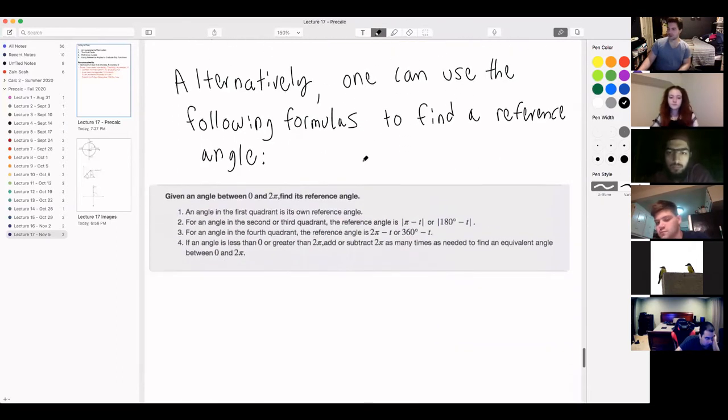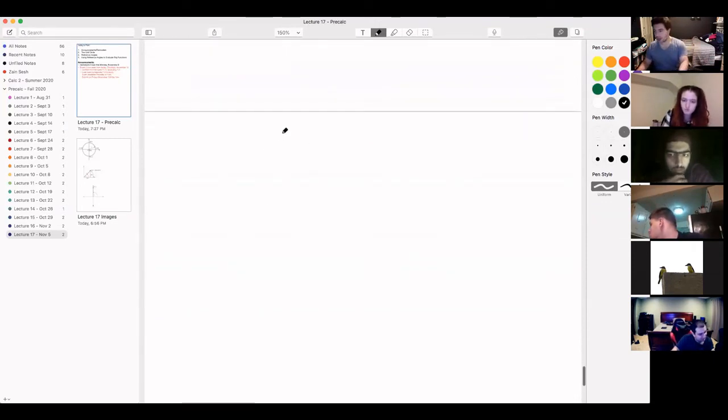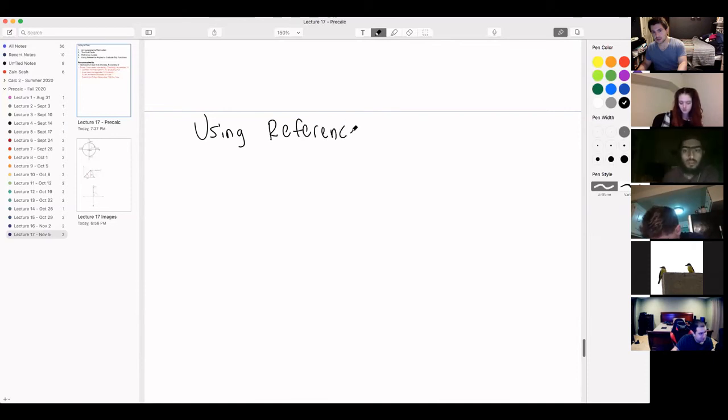Okay, good. What's next is the culmination of all of our efforts: knowing which trig functions are positive in which quadrant, and reference angles. Now we're going to put it together to do some really nice stuff. So here's the next heading: Using reference angles to evaluate trig functions.